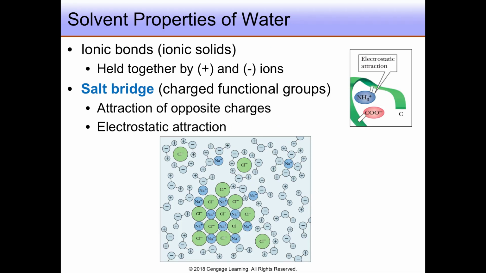Another common type of intermolecular force is that of ionic bonds, resulting from the attraction of opposite charges. This is what holds sodium chloride crystals together. We find a similar type of charge-charge interaction or electrostatic attraction between functional groups that carry opposite charges. In the upper right, the figure demonstrates that a positively charged amine group forms what is called a salt bridge with a negatively charged carboxyl group.